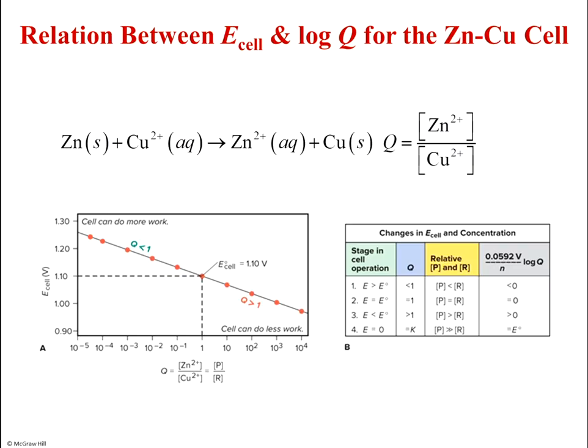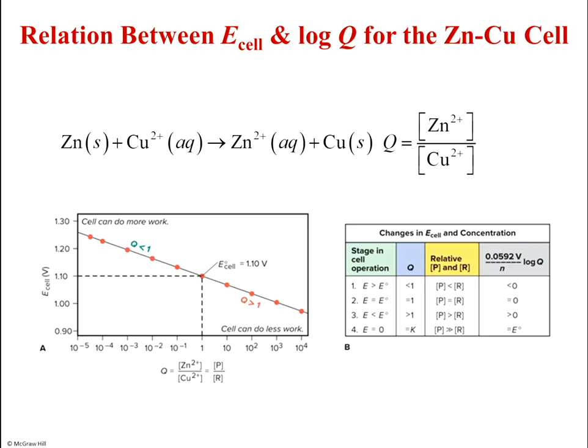Here we see a graph that relates cell potential to concentration for our zinc-copper reaction that we've been looking at this chapter. So the spontaneous reaction is zinc metal reacts with copper ion to go to zinc 2 ion plus copper metal. The value for Q, the reaction quotient, is the zinc ion concentration divided by the copper ion concentration. The copper solid and zinc solid are both equal to 1 because they are in their standard states. So we just include the zinc and the copper ions here for our Q value.